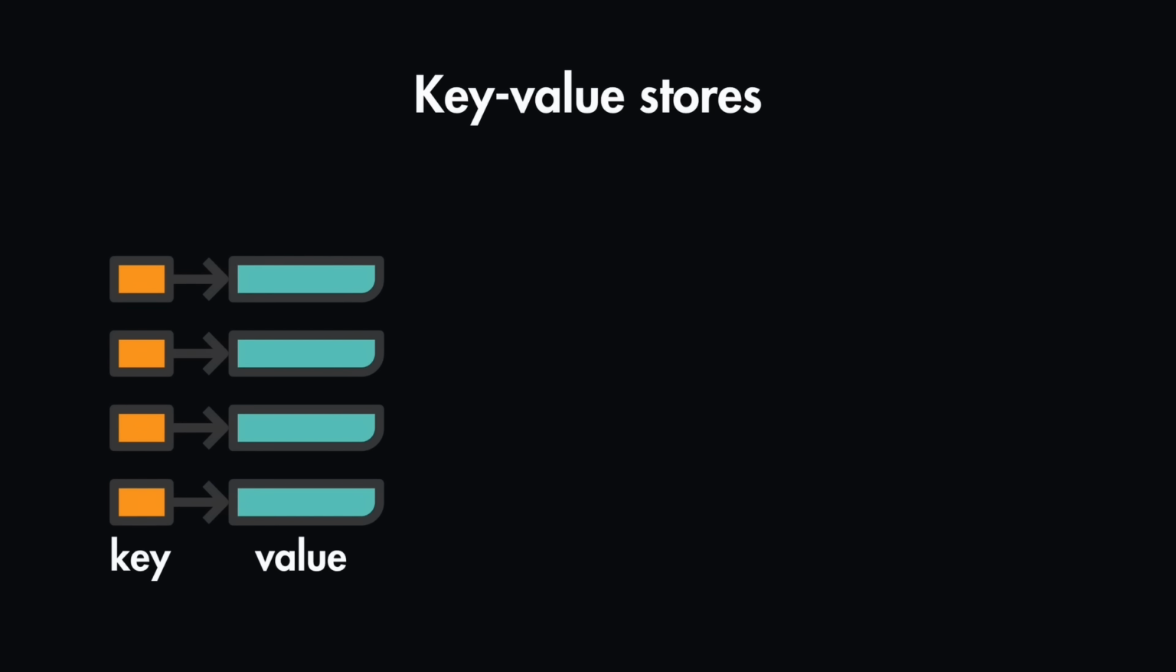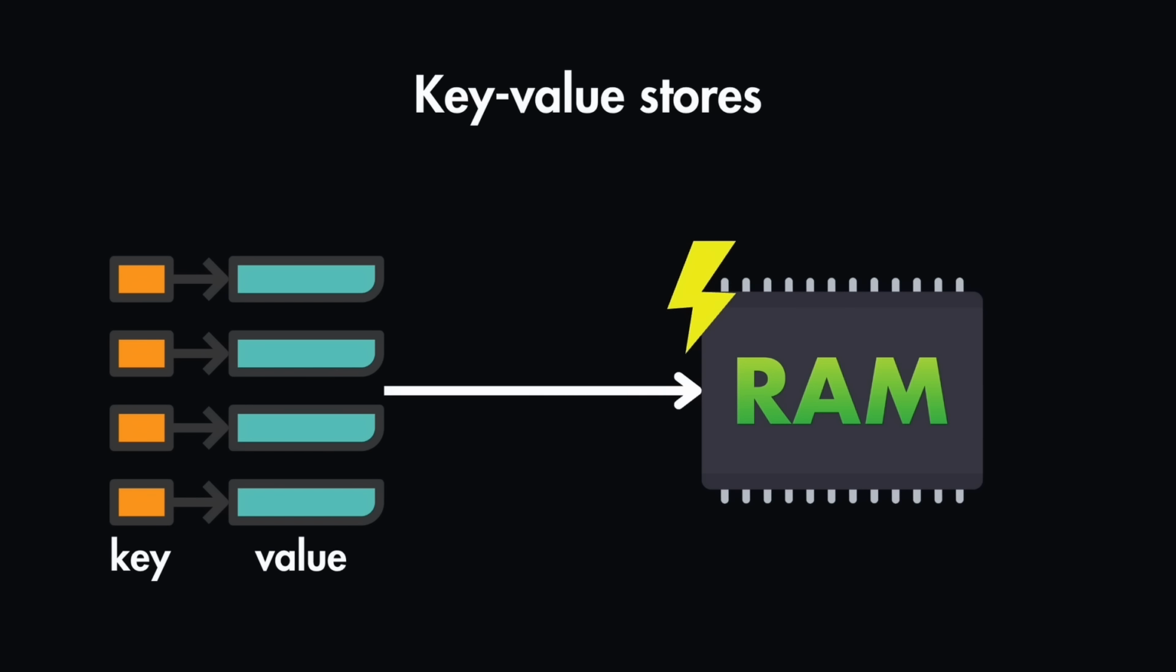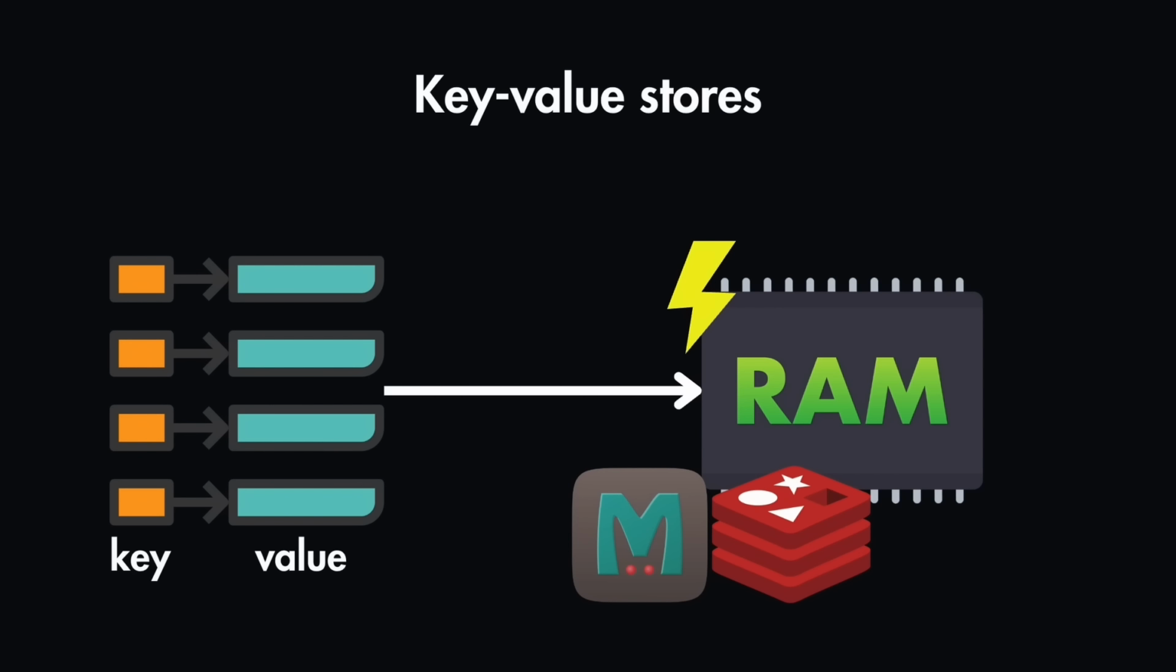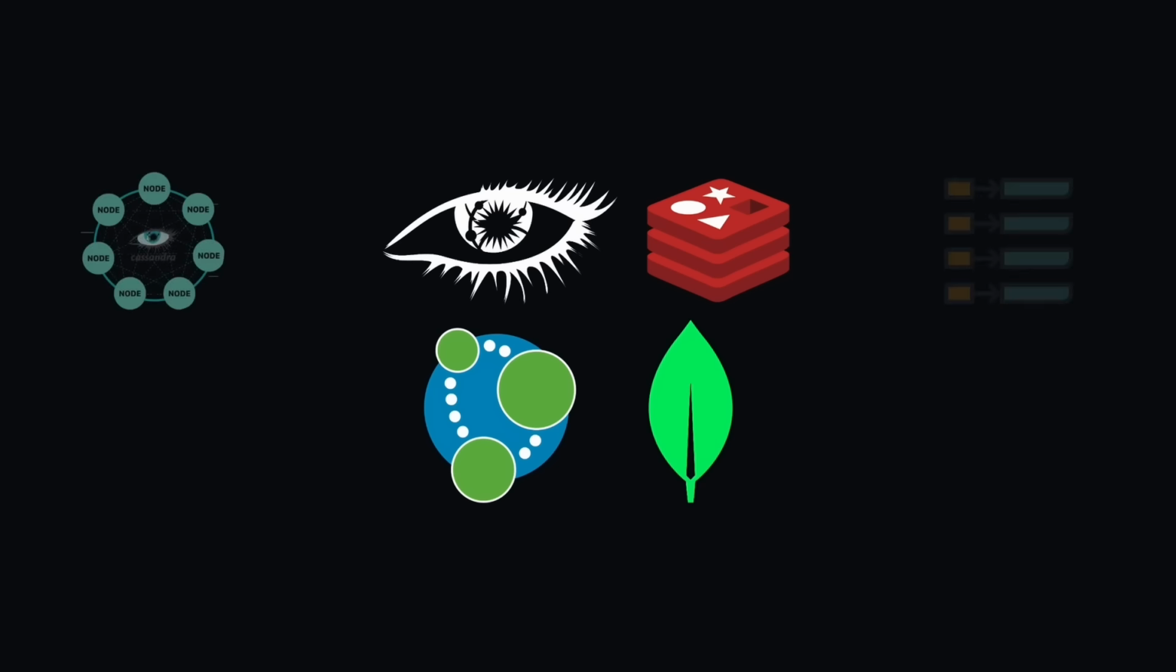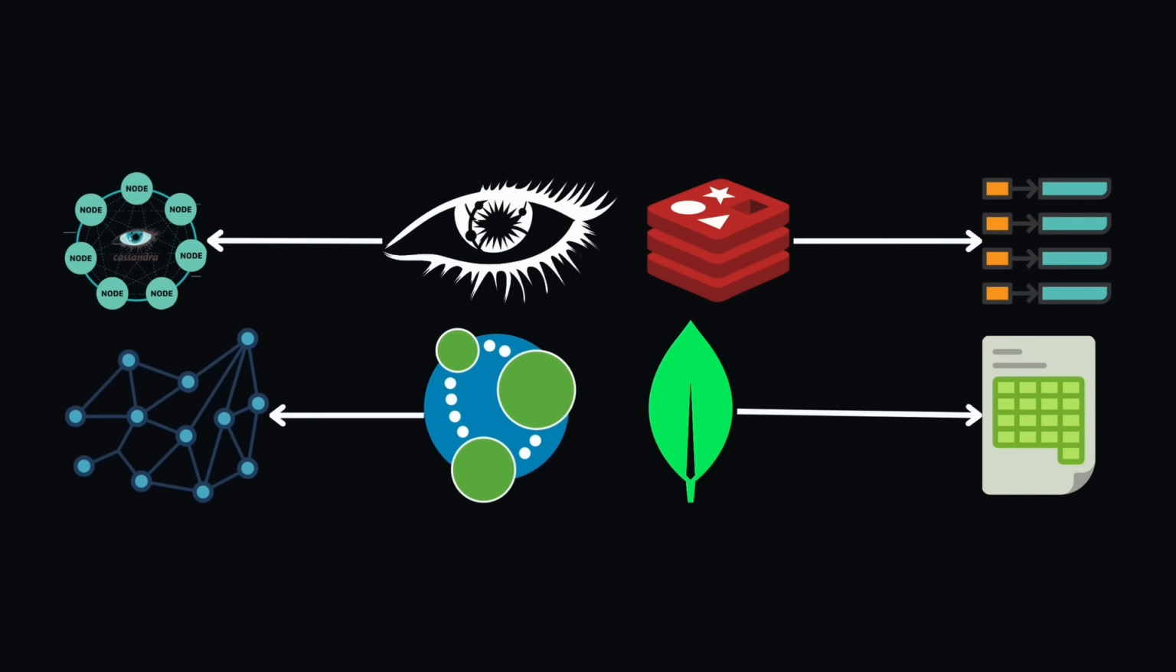Here, data is stored in key value pairs. The biggest advantage of key value stores is their simplicity and speed. Since they are primarily stored in RAM, reading and writing to these databases is extremely fast compared to other databases. Some examples of key value stores are Memcache or Redis. So that's the main four types of NoSQL databases.